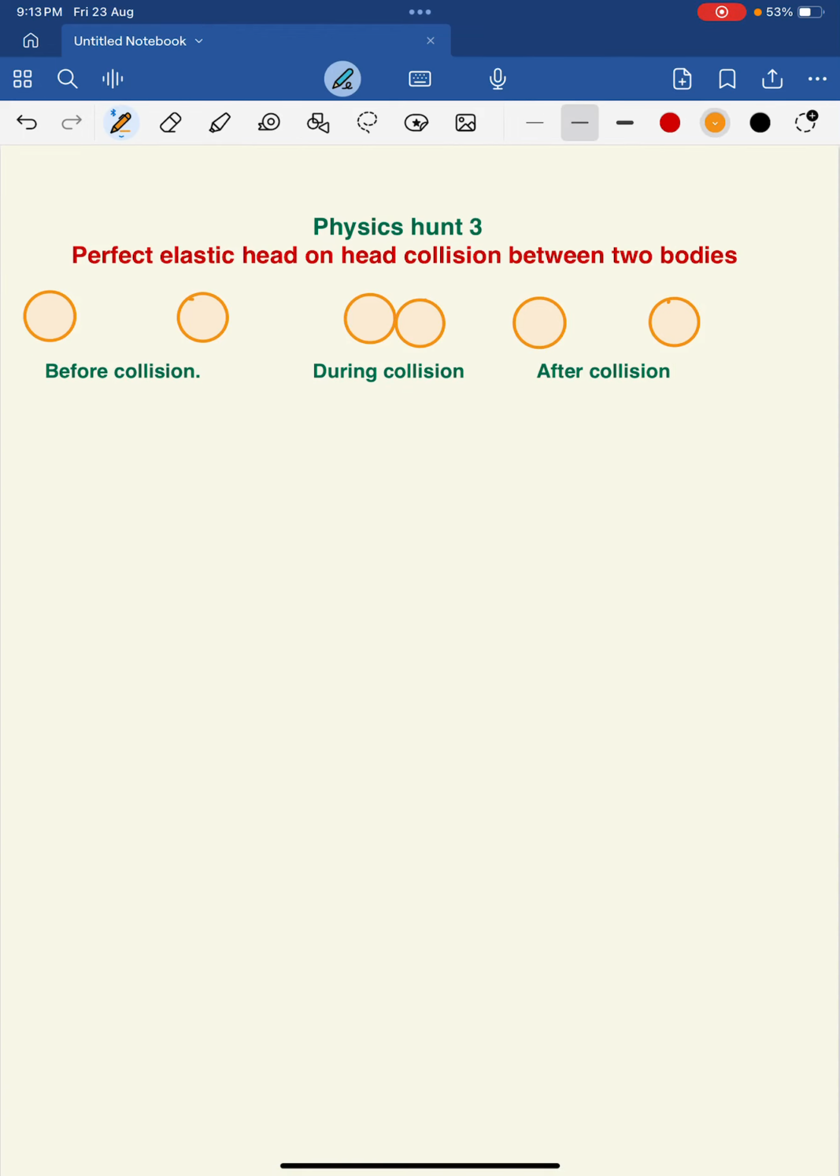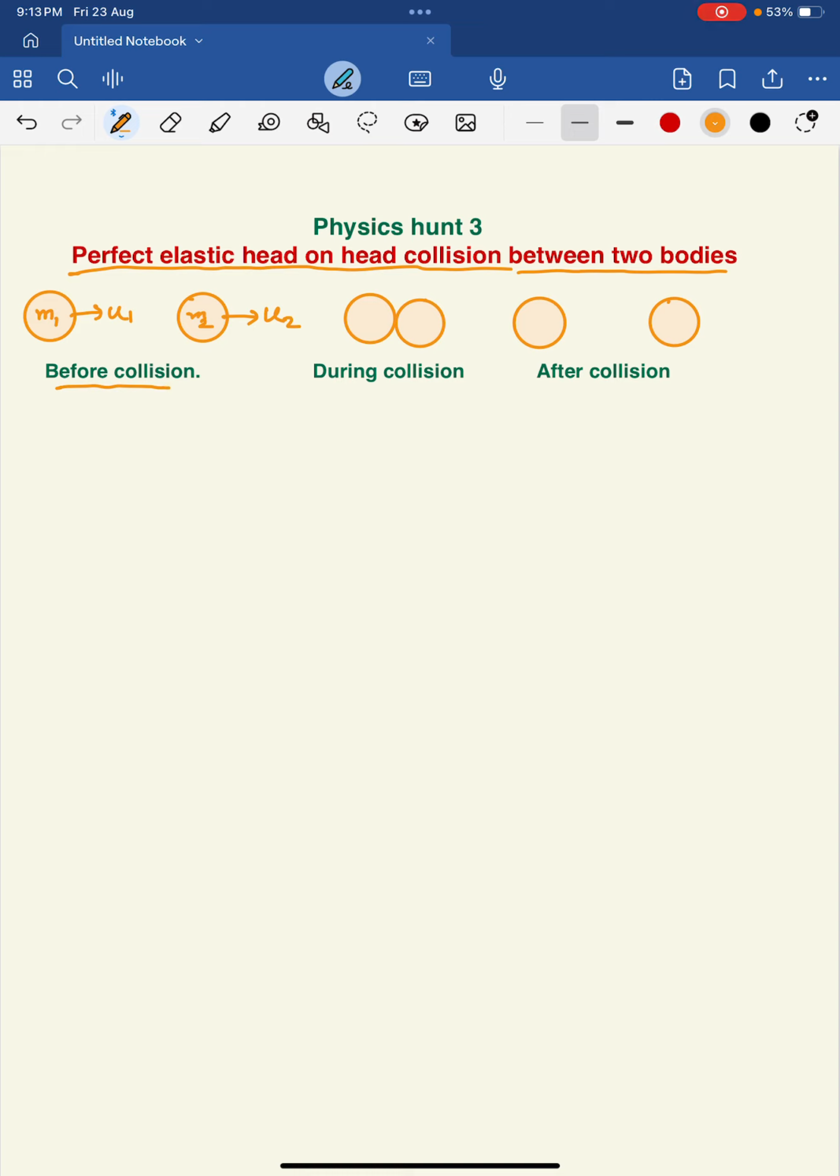In this video, I am going to discuss perfectly elastic head-on collision between two bodies. Look at the diagram here. I have two objects. The first object has mass m1 and is moving with velocity u1, and the second object has mass m2 and is moving with velocity u2. Here u1 and u2 are the initial velocities of the two objects before collision.